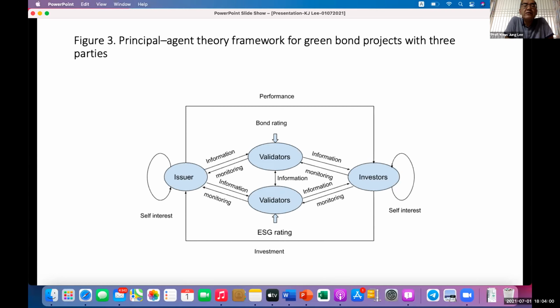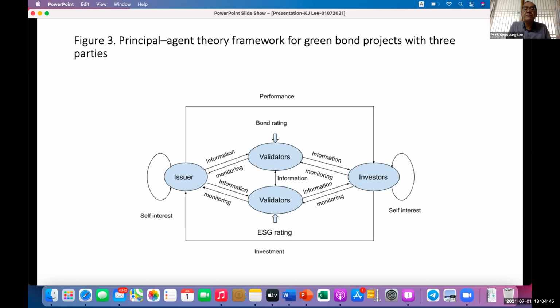And second, the validators and the bond rating agency give interconnected information and monitoring. So how can we use blockchain in this framework? First of all, the issuer is usually a government, a financial institution, or a company. They probably have some self-interest, from the principal agent theory. So how can blockchain prevent moral hazard and self-interest? The investor also wants a portfolio, and sometimes they have self-interest too.